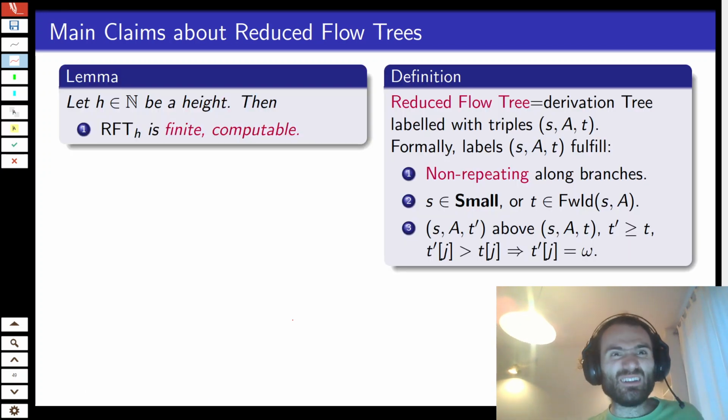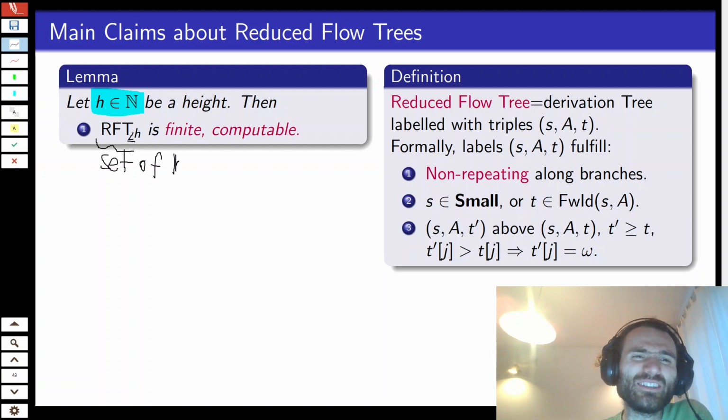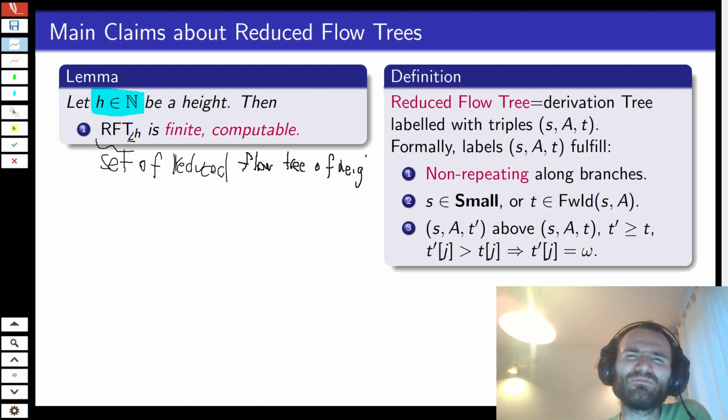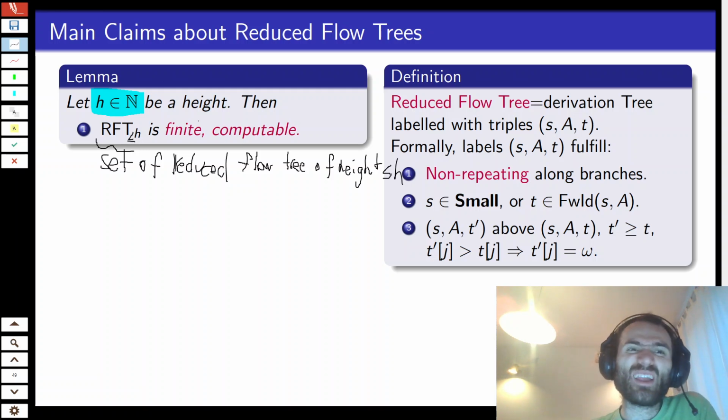What we do with these is the following. Take some height of the trees, and now we're considering all the reduced flow trees. So this is the set of reduced flow trees of height less than or equal to h. RFT stands for reduced flow tree. Okay, so first of all, we claim that this is finite and computable.